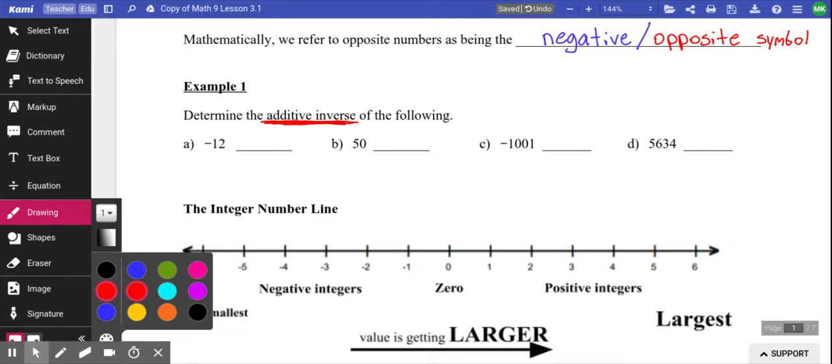If you're looking at the number 12, the additive inverse of that would be positive 12. Opposite symbol. The additive inverse of 50 would be negative 50. The additive inverse of negative 1001 would be positive 1001. The additive inverse of 5,634 is negative 5,634.